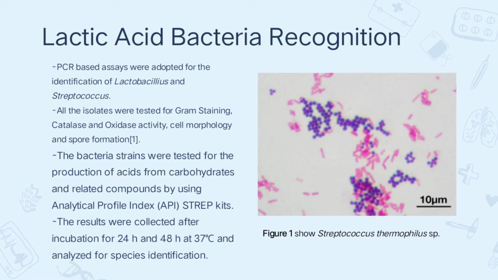The bacterial strains were tested for the production of acids from carbohydrates and related compounds using the analytical profile index API kit. The results were collected after incubation for 24 hours and 48 hours at 37 degrees Celsius and analyzed for species identification.